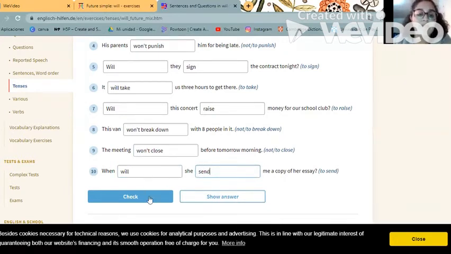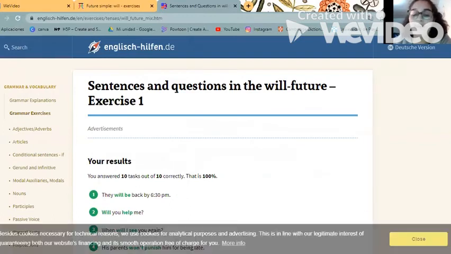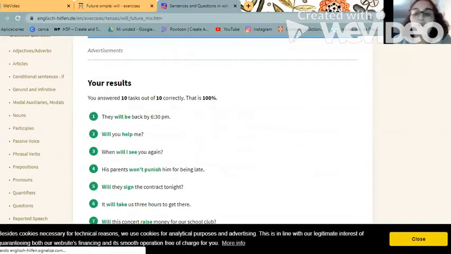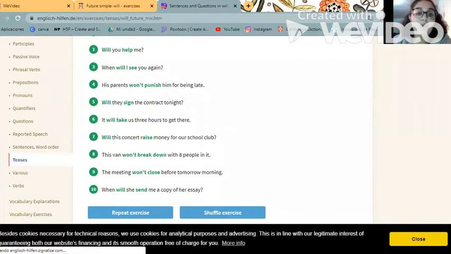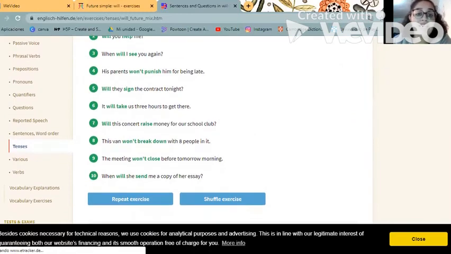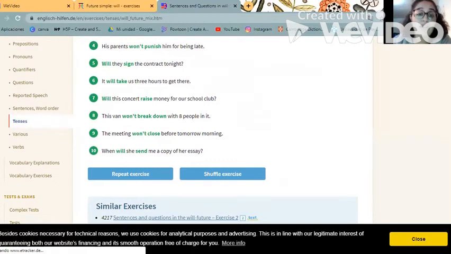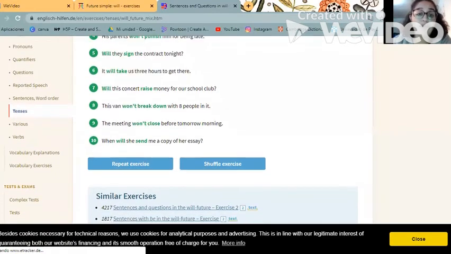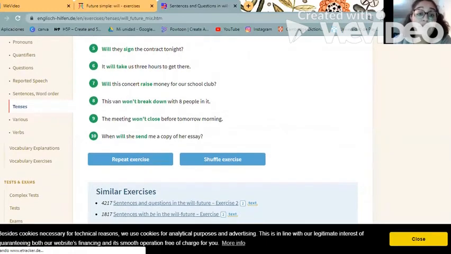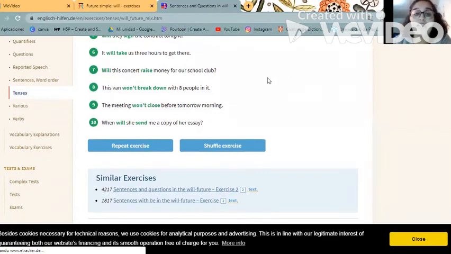Now let's check. We have 10 out of 10. Perfect. They will be back. Will you help me? When will I see you? His parents won't punish him. Will they sign the contract tonight? It will take us 3 hours to get there. Will this concert raise money for our school club? This van won't break down with 8 people in it. The meeting won't close before tomorrow morning. When will she send me a copy for her essay?